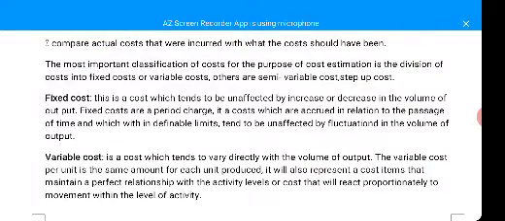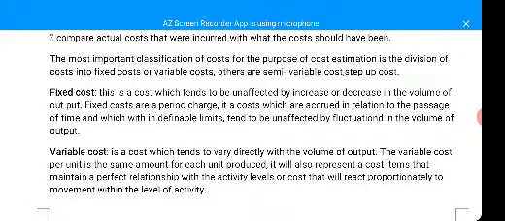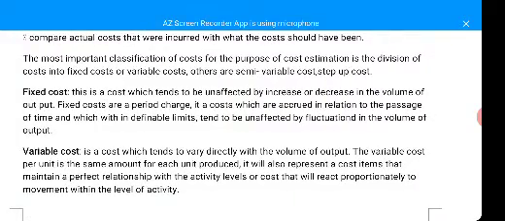Fixed costs are a period cost. We call it period cost. It is a cost which is accrued in relation to the passage of time and which, within a definable limit, tends to be unaffected by fluctuation in the volume of output.